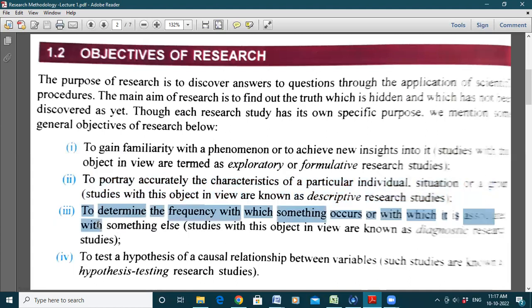Then, to determine the frequency with which something occurs or with which it is associated with something else. Studies with this object in view are known as diagnostic research studies. See, these terms are very important. In the case of research methodology paper, you should be able to differentiate these different terms. Otherwise, these terms look the same.